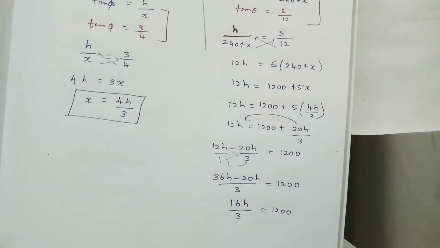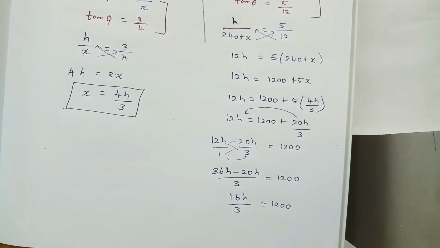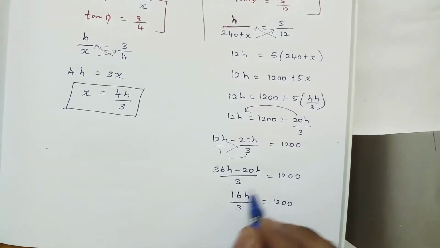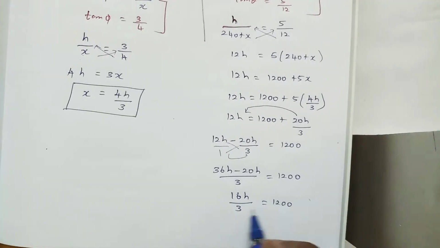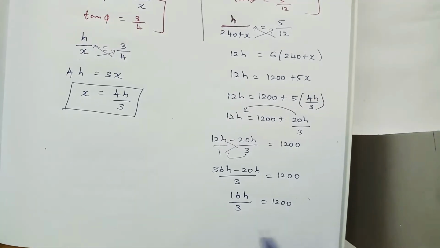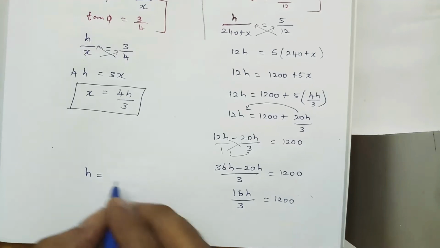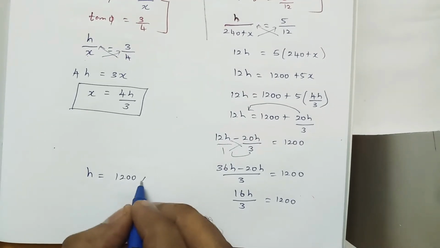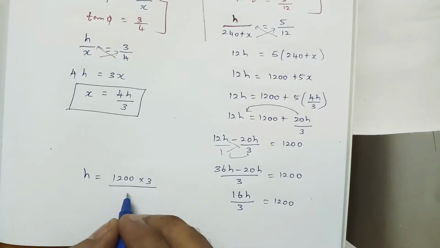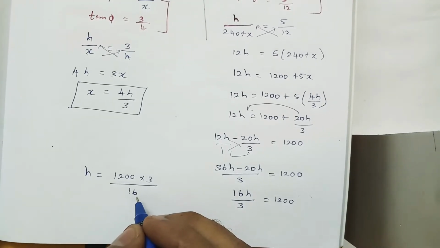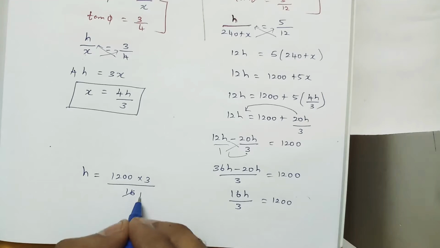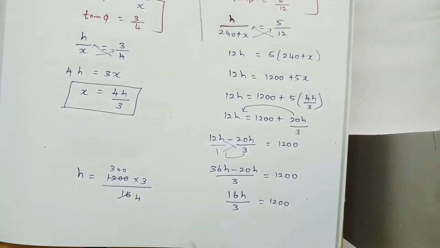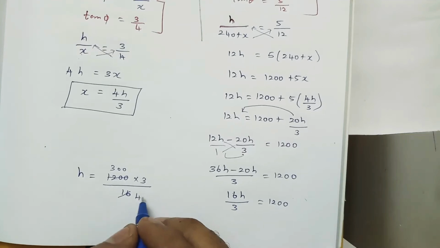But what do we want to find? We want to find h alone, right? So keep h alone in the LHS and take the remaining 16 by 3 to the RHS. So 3 goes to the numerator and 16 goes to the denominator. So h is equal to 1200 into 3 divided by 16. Now simplify. 4 times 300, 4 will simplify by 4.